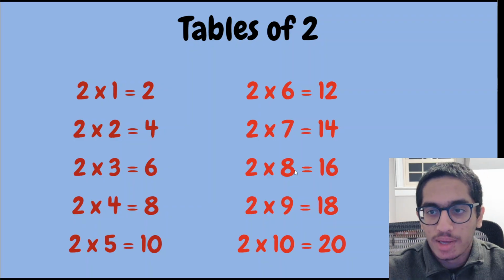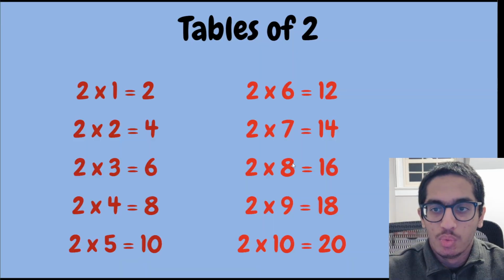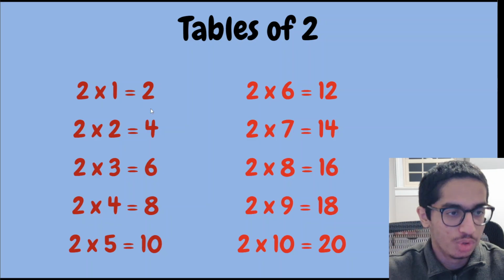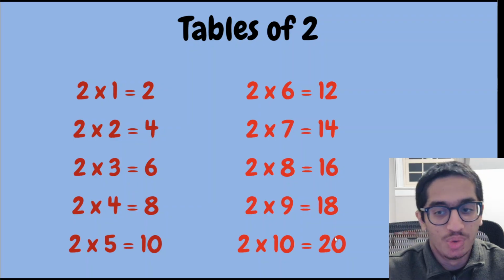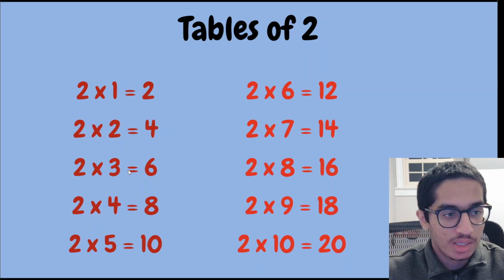So instead of memorizing, try to see a pattern. Each time we multiply by 2, we are just taking the number 2 and adding it, right? 2, 4, 6, 8, 10, 12, 14, 16, 18, 20. You can also think of it the other way around. Basically, doubling the number that is multiplied by 2.